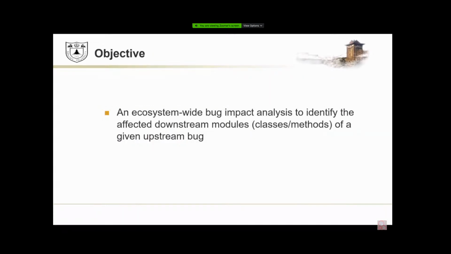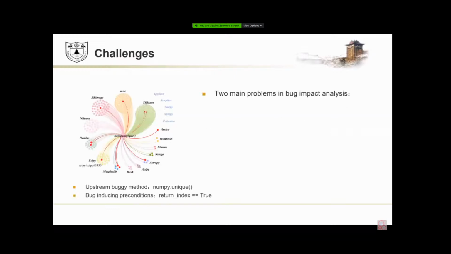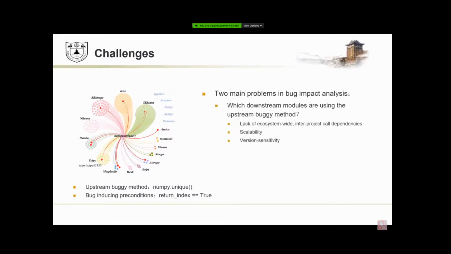So our objective is an ecosystem-wide bug impact analysis to identify the affected downstream modules of a given upstream bug. And we face two challenges. The first is which downstream modules are using the upstream buggy method. To deal with this problem, we are concerned with the lack of ecosystem-wide inter-project dependencies, and with scalability and version sensitivity. The other problem is which downstream uses satisfy the bug-inducing preconditions, and we should be concerned with efficiency and complete coverage.